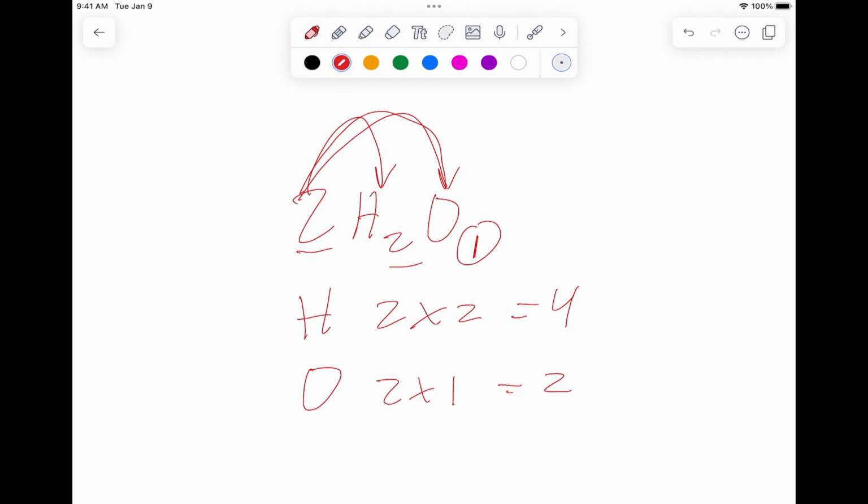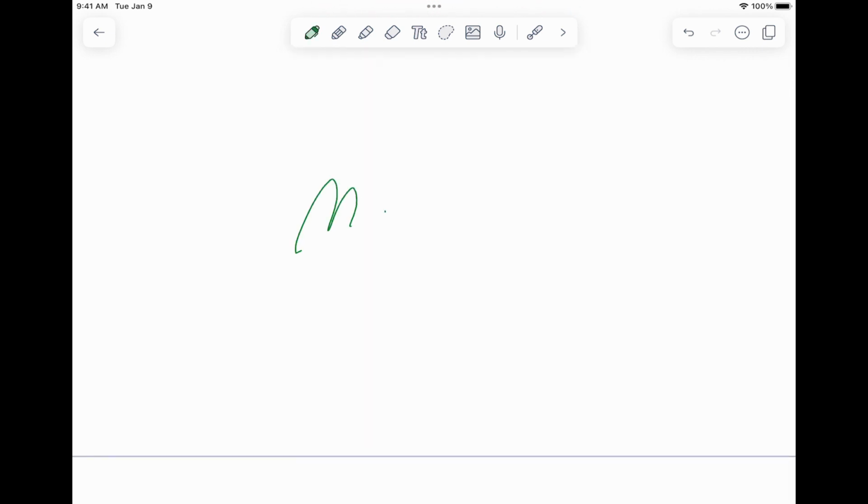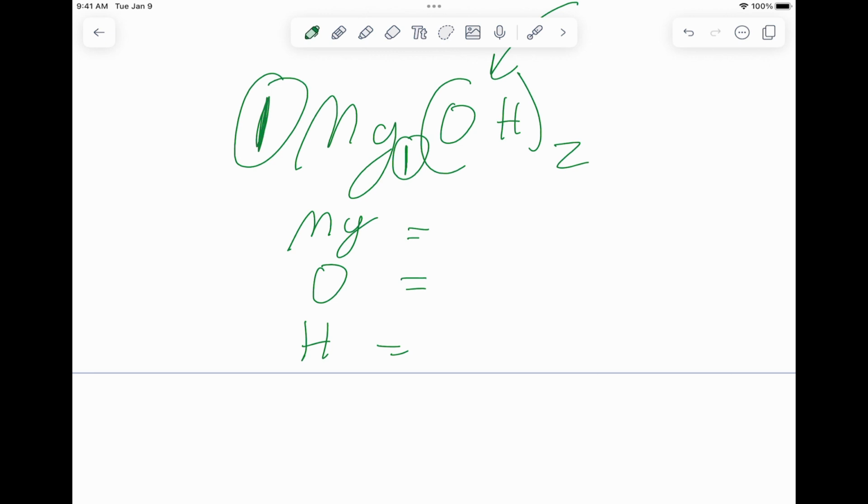Now, let's move on to the next one, our magnesium hydroxide. I have the magnesium, and I have the hydroxide, this OH grouping. There's a 2 outside of those parentheses. So I have my magnesium to count, my oxygen to count, and my hydrogen to count. There's nothing written next to the magnesium, so that tells me that's a 1. There's nothing out here either, so that's a 1 also. So I have 1 times 1, which is 1.